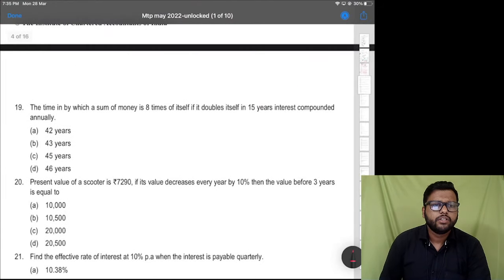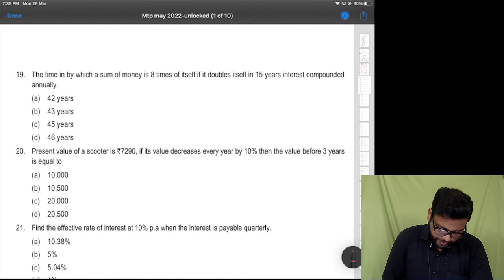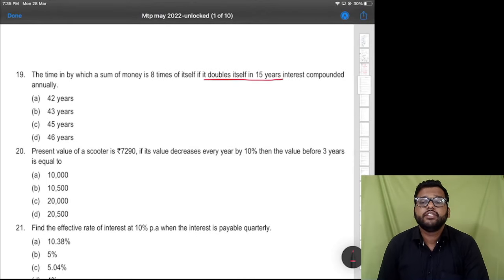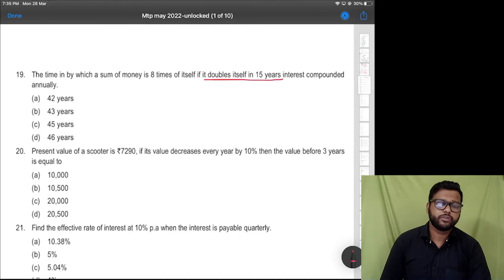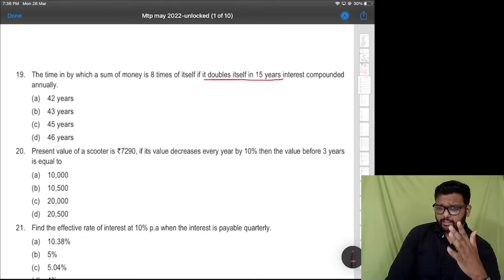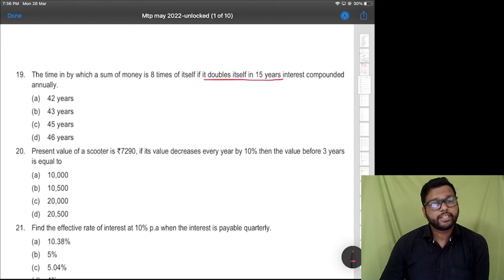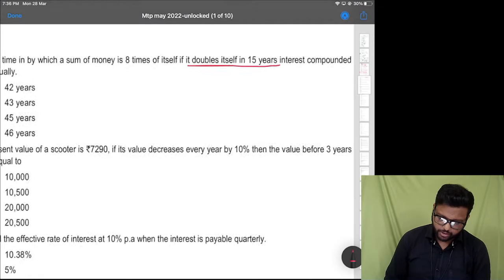Next, 19th. The time by which a sum of money is 8 times of itself if it doubles itself in 15 years, interest compounded annually. Okay, now this is a time consuming question. So let's try to solve it carefully. Those who have attended the lectures or watched revision lectures, you know there is a shortcut for this also, right? Again, still time consuming, but at least we have a shortcut.